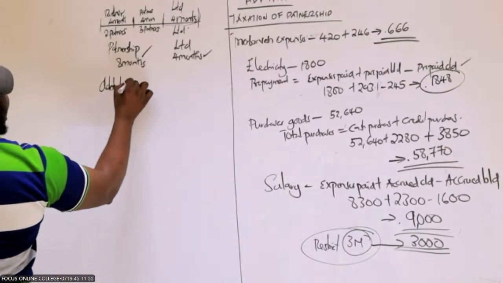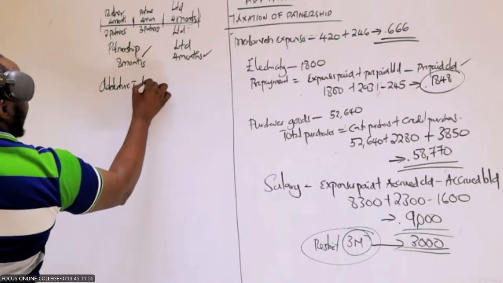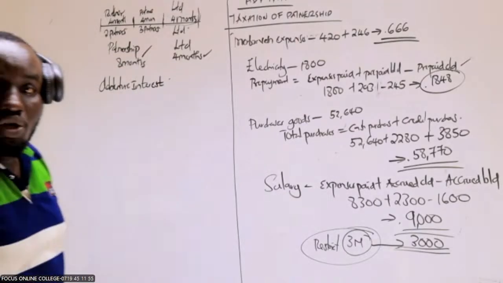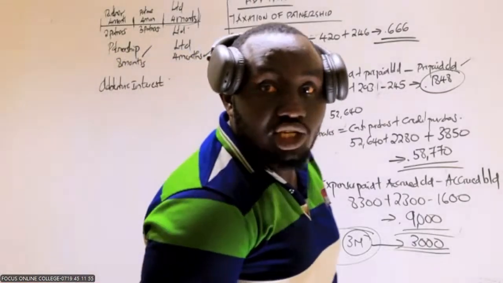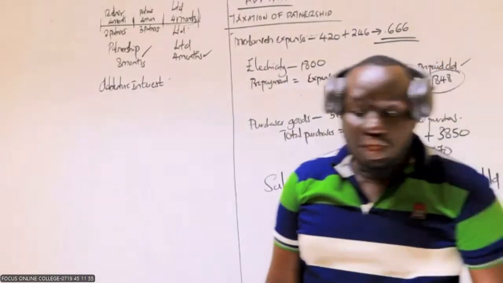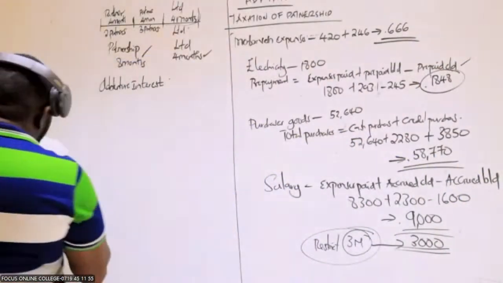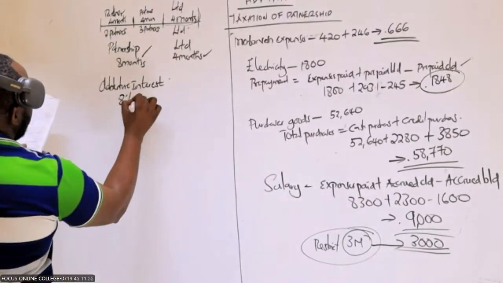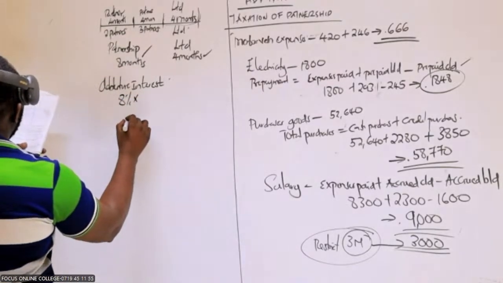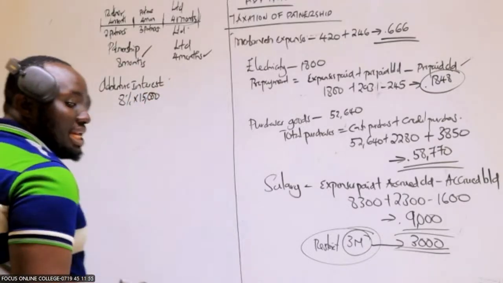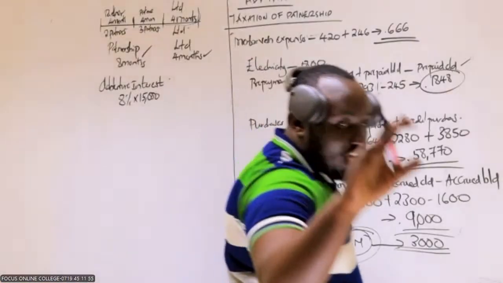So the debenture interest, we are told, is 8% times the debenture, which we round to 1,000, that's 15. But now for the company, how many months? Not the whole year, that is the whole year.